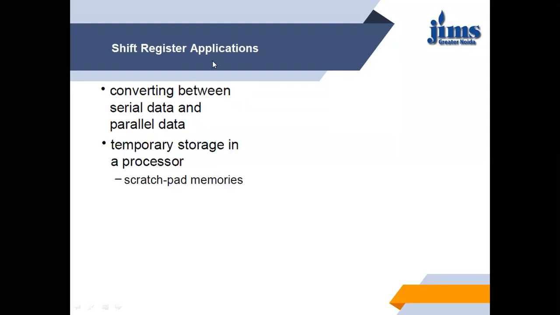Another application is temporary storage in a microprocessor, that is scratch pad memory, and some arithmetic operations like multiply and divide. When you are multiplying two numbers, every time you multiply the number with the next bit or next digit, you have to shift the data to the left side by one bit or one digit, as you do with paper and pen. Every time you multiply a number, you have to shift by one digit, and in the computer we use shift registers for that purpose.